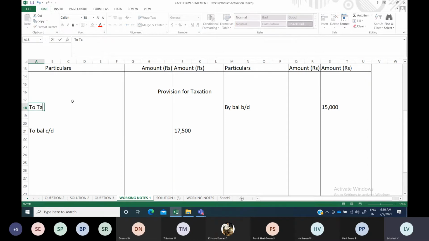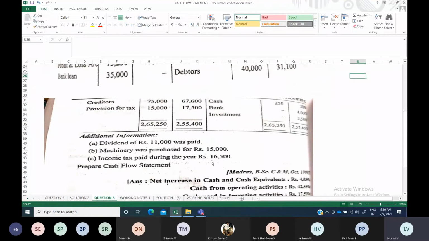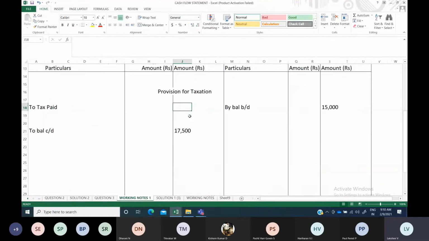So tax paid, that amount you have to fill out: 16,500. So 16,500 you have to mention here. Okay, and now on this side, you'll be getting the profit and loss account, or whatever, that you are going to provide.